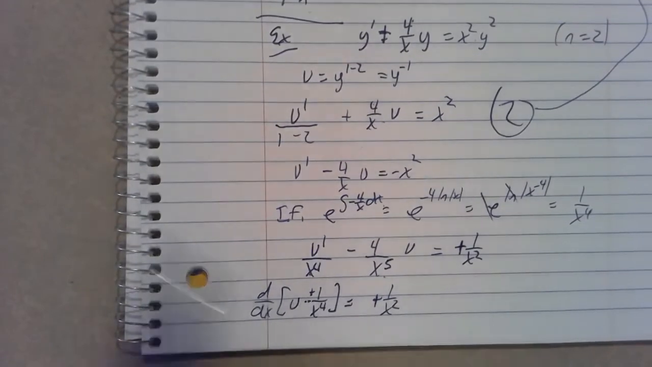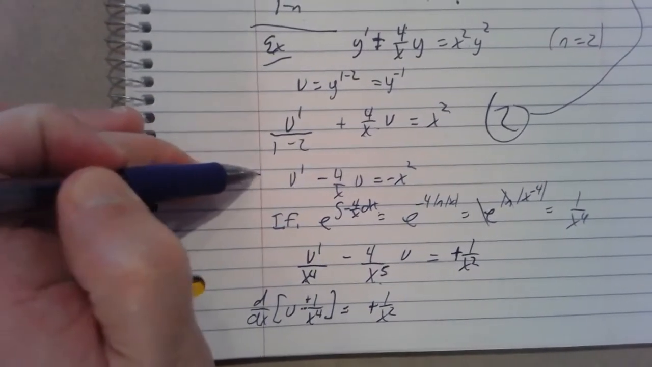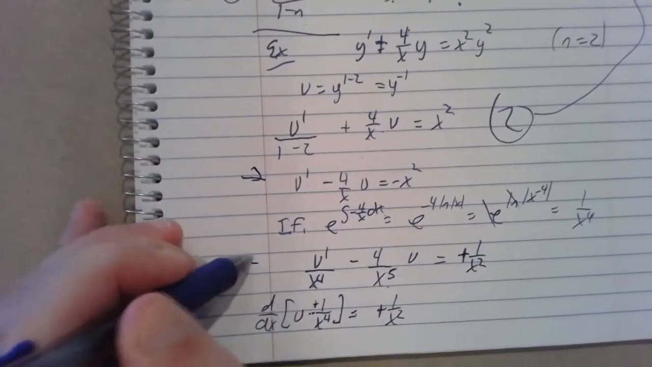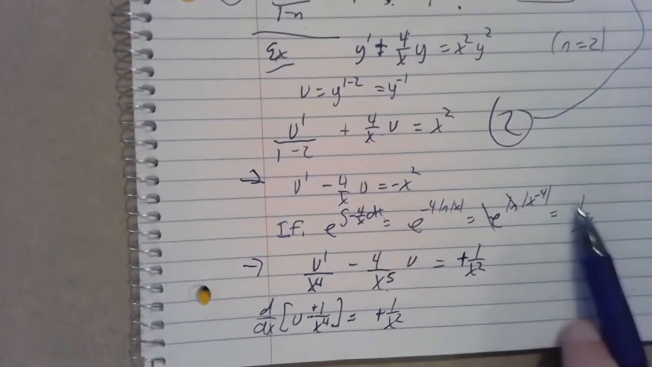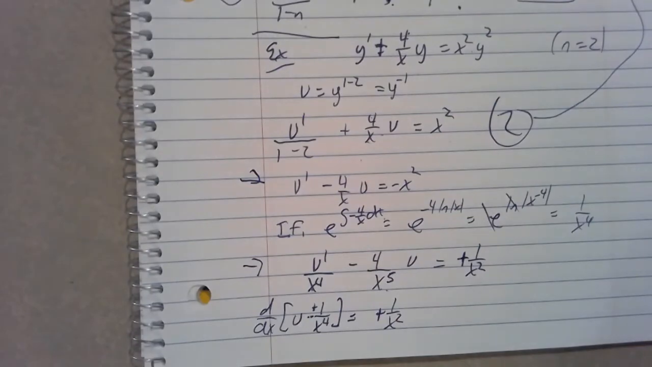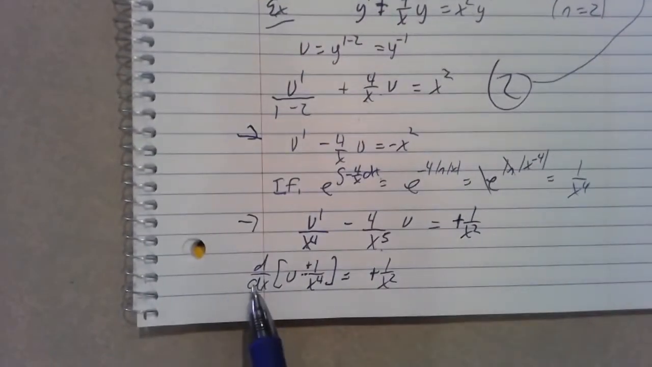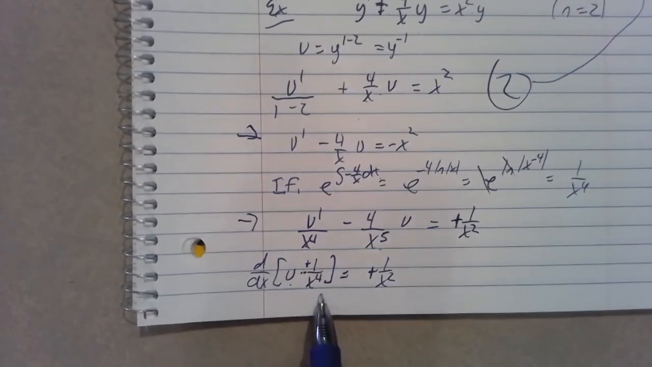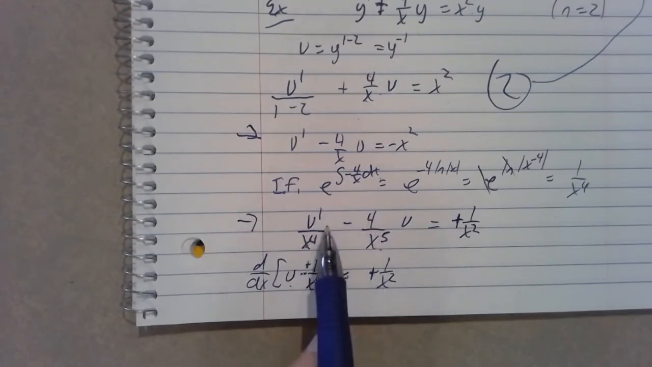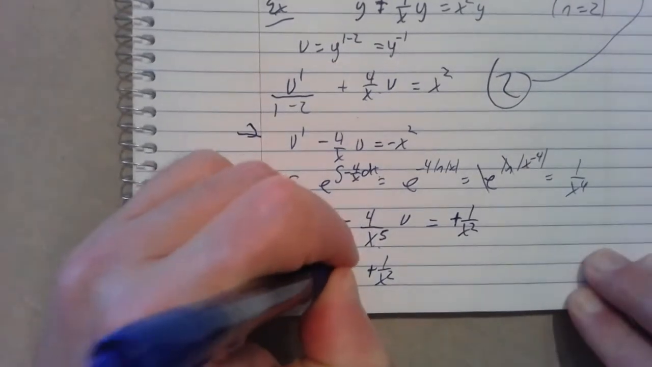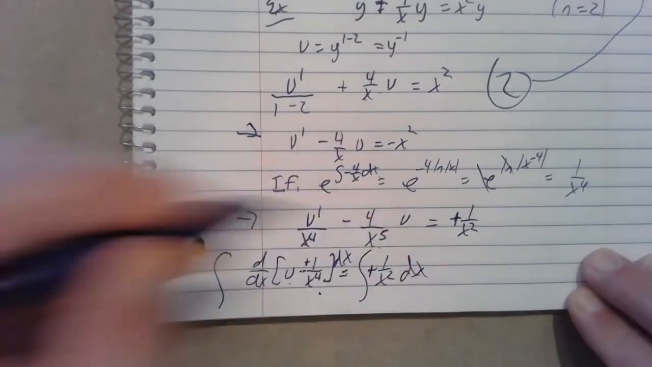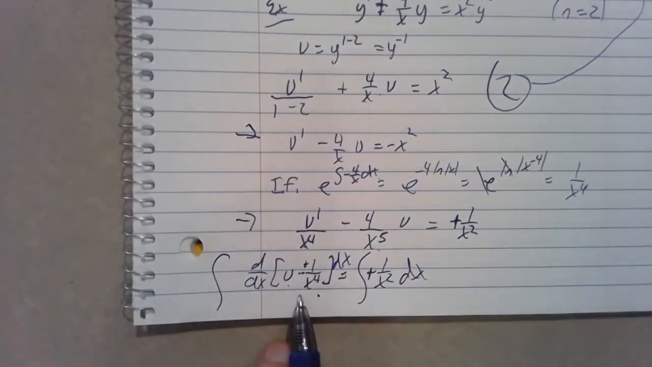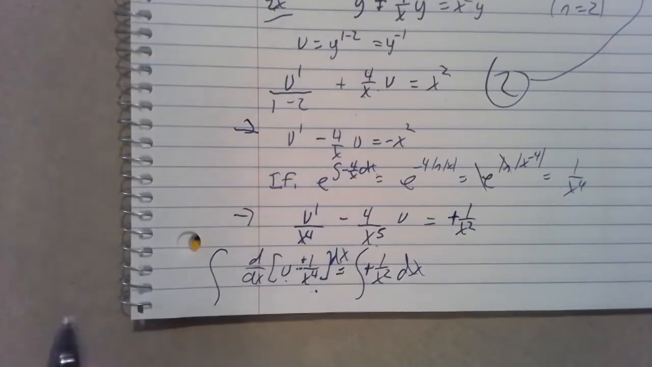Check the details. See how I got from here to here by multiplying through by 1 over x to the 4th. Then the left-hand side is just the product rule of v times the integrating factor. Check that. Make sure that's right. Then we do the antiderivative, both sides, dx. Antiderivative of the derivative, we just get v over x to the 4th.